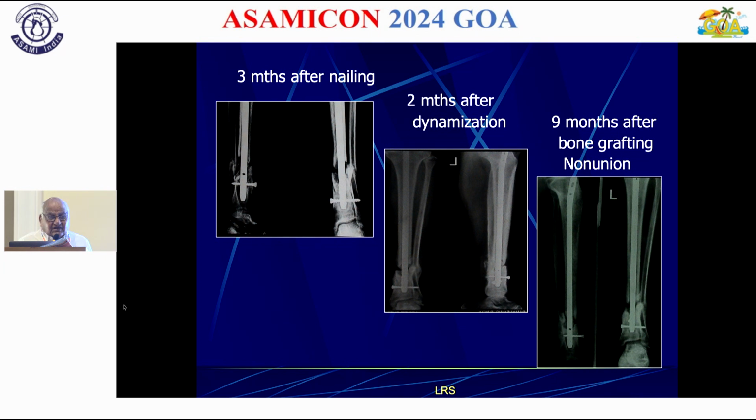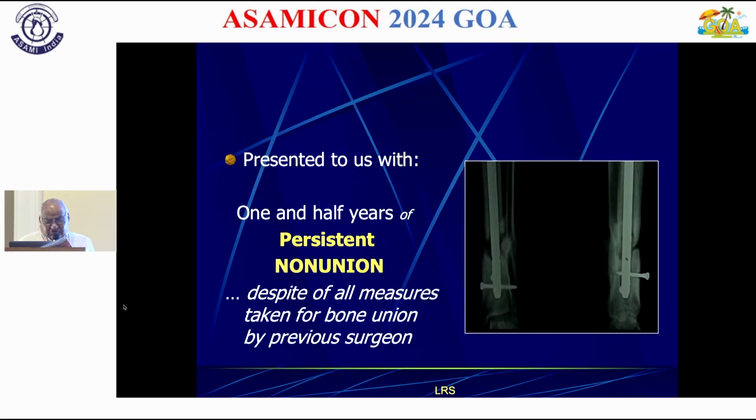So, as usual, somebody did dynamization. After 9 months of dynamization, the fracture did not unite. So the third surgeon did bone grafting. Even after bone grafting, the fracture did not unite because the fracture ends were sclerosed. So he came with a persistent non-union after 4 surgeries, despite all measures taken for bone union by the previous surgeons.